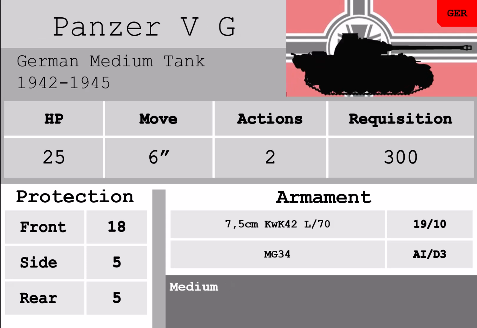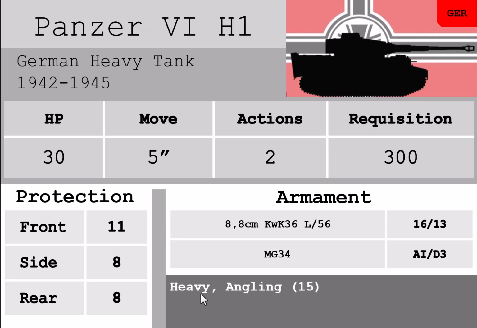But say the Tiger, it's got that heavy keyword. I won't go into this because it's not in the demo, but it's got the heavy keyword, so it's got 5 inches movement, can move 5 on the first action, and it can only move 2 on the second action, so 7 total. It's got way more health than a Panzer IV, but it's also more expensive. It's got better armor, again, more expensive, and it's got a better gun, but again, more expensive.